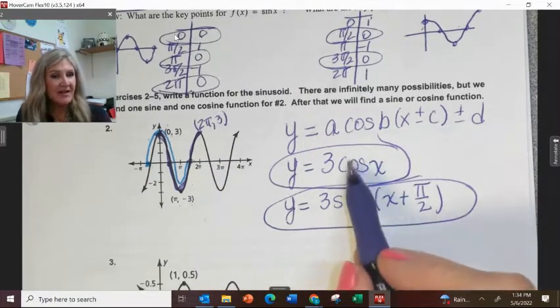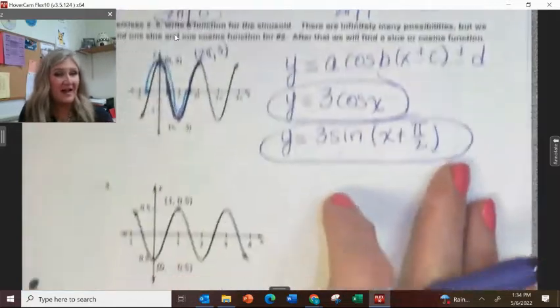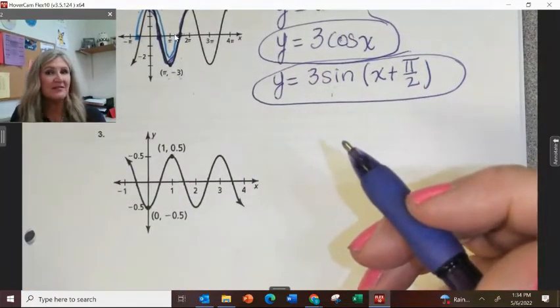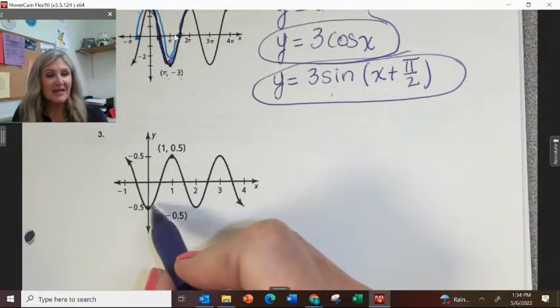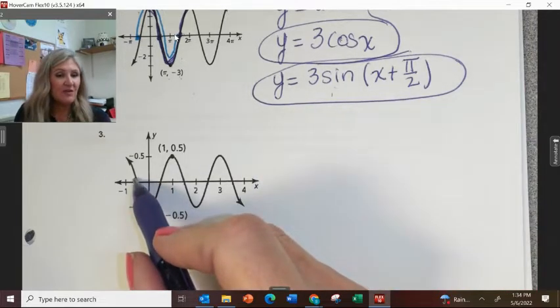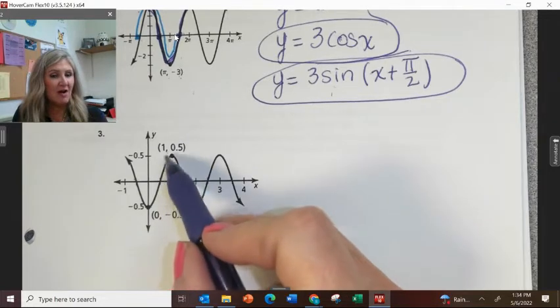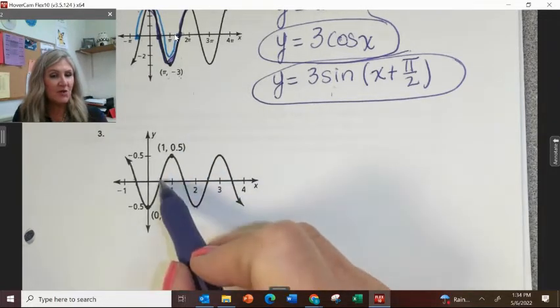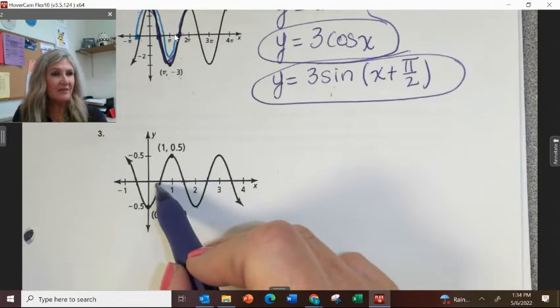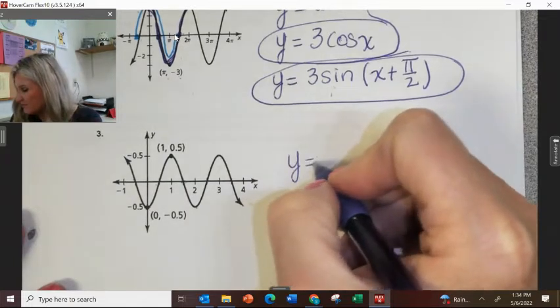We will not do sine and cosine for every one of these. We're going to do whichever one does not have a shift left or right, because that's the easier way to do it. So on this next problem, rather than forcing it to be sine, if it's going to go down, on, up, on, down, which one is it going to be when those middle points are in the second and fourth spot? Cosine. So this is going to be a cosine curve.